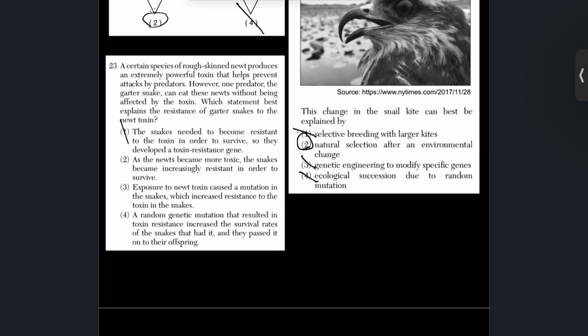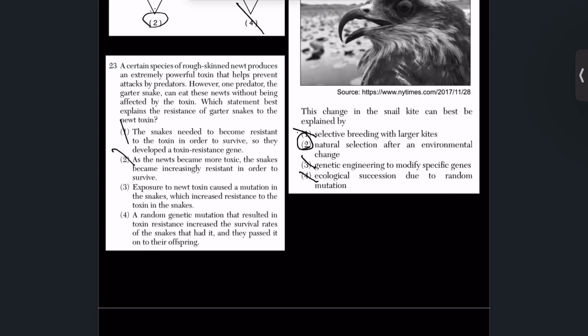The second one is, as the newts became more toxic, the snakes became increasingly resistant in order to survive. So this one would also not be our answer because it's not like a constant stream where you say the newts became more toxic, so now the snakes became increasingly more resistant to survive as well. That's the same issue really with number 1.